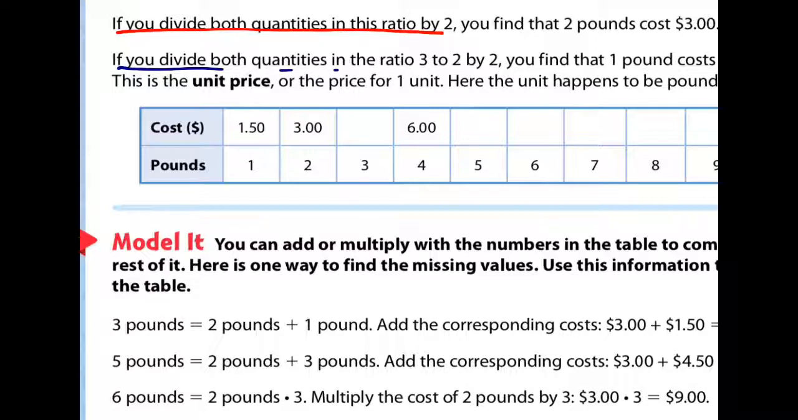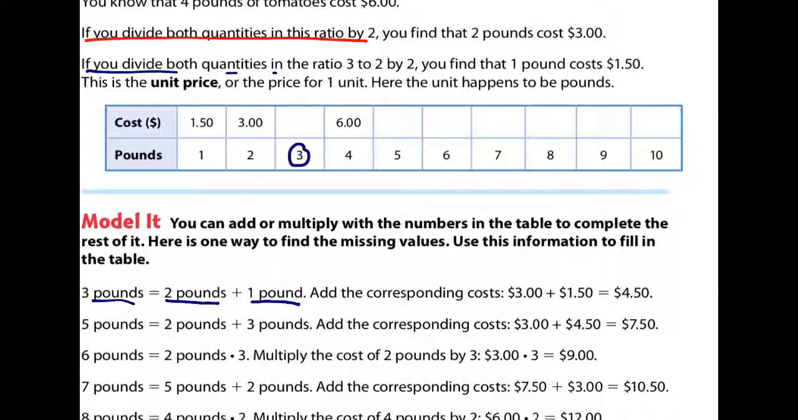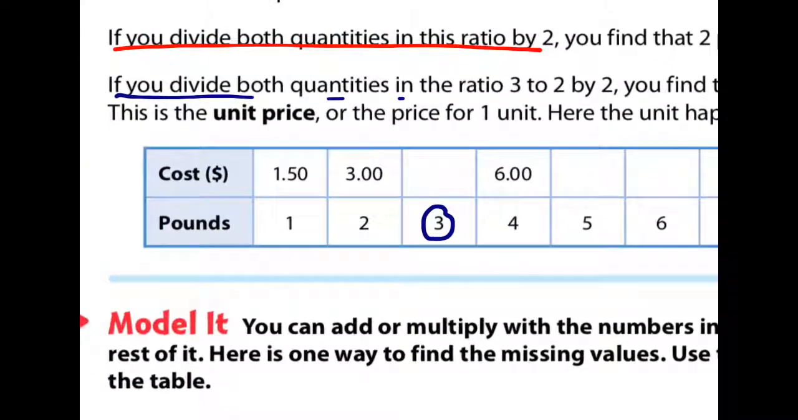To figure out 3 pounds, we know 2 pounds plus 1 pound is 3 pounds, right? 2 plus 1 is 3, basic. So add their corresponding cost. $3 plus $1.50 is $4.50. So here's what they're saying. If you add 1 plus 2, you get 3, right? So you can do $1.50 plus $3 and get $4.50. So that's one way you could use the table to find out one of those prices.